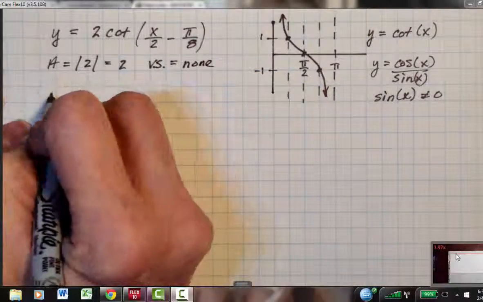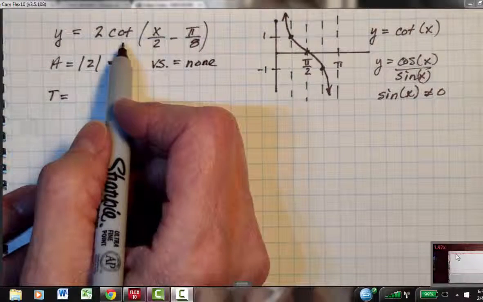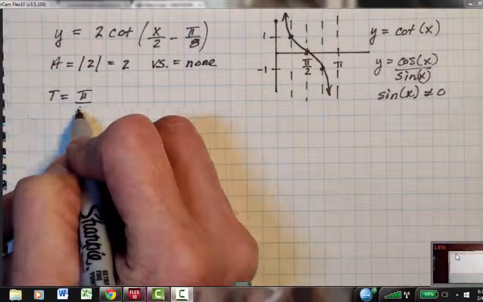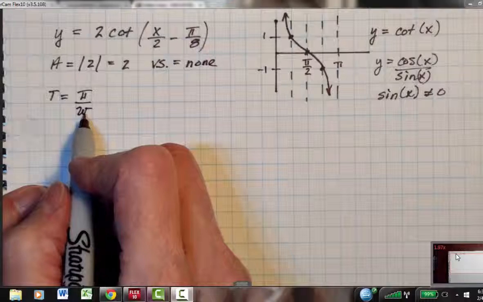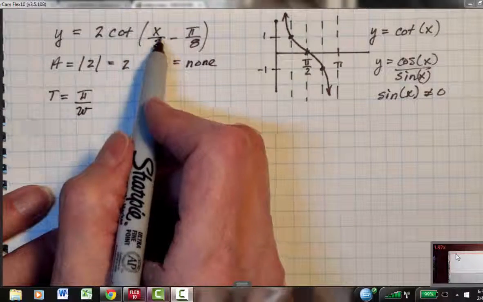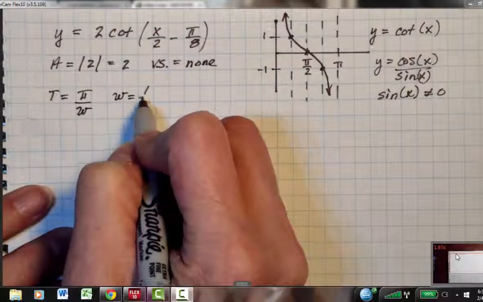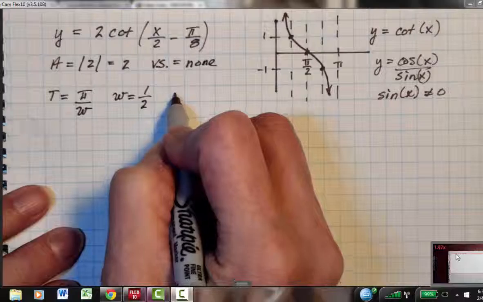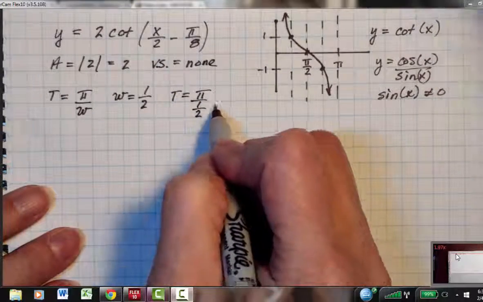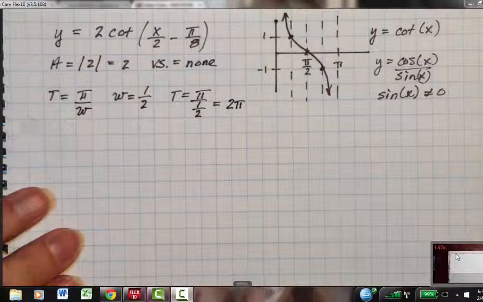Then I'm going to figure out my period, and remember that when we're dealing with cotangent and tangent, our period is always going to be pi. So instead of 2 pi over omega, we're going to have pi over omega. Omega is the coefficient of our x, and remember that there's a 1 in front of this x here, so my coefficient becomes 1/2. So omega is equal to 1/2. So then my period becomes pi divided by 1/2, which is equal to 2 pi. So my period is going to be 2 pi.